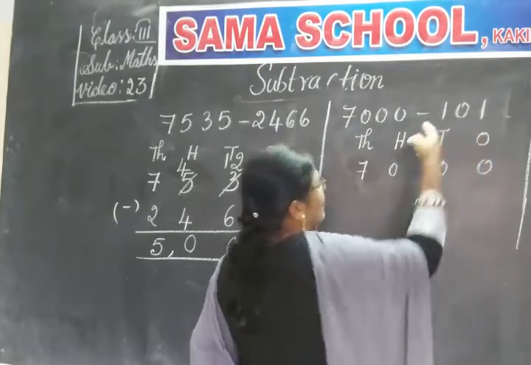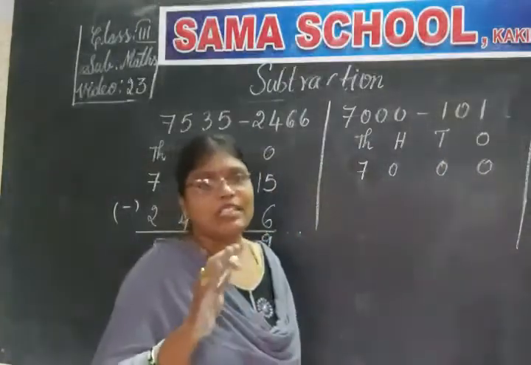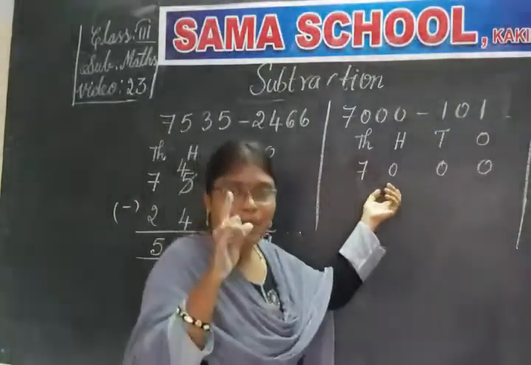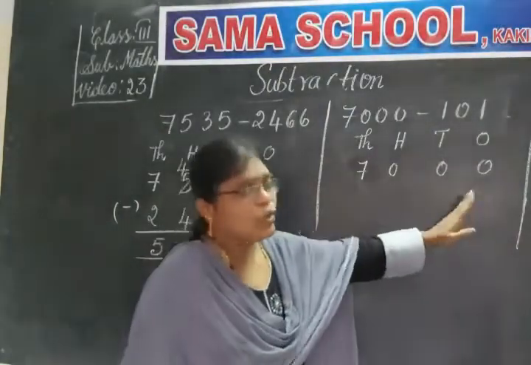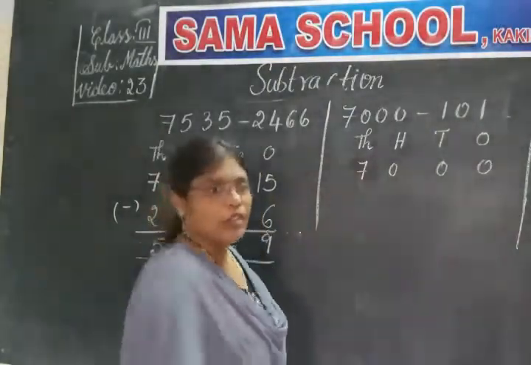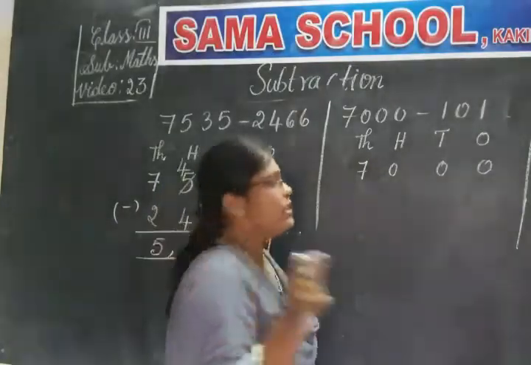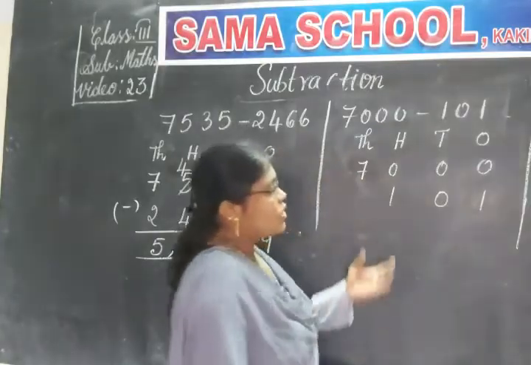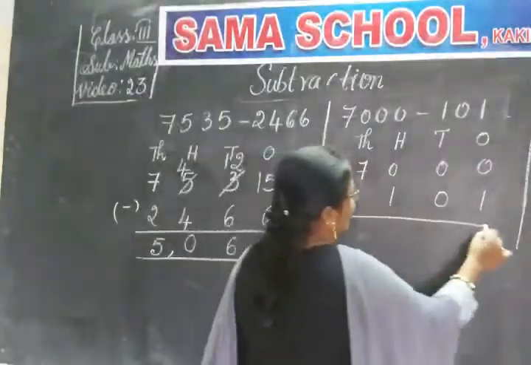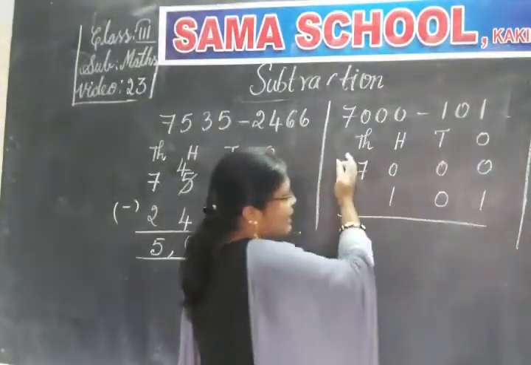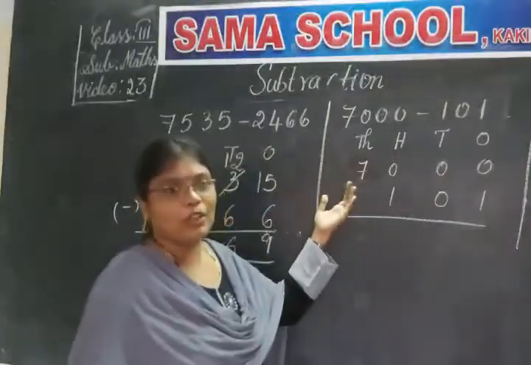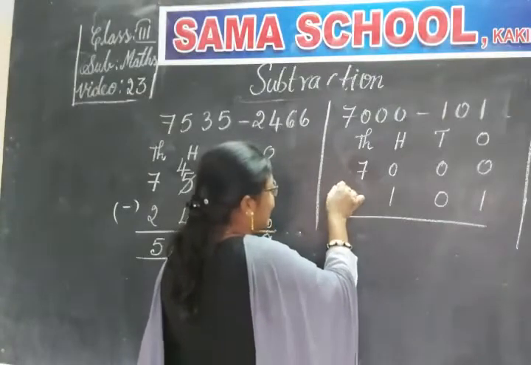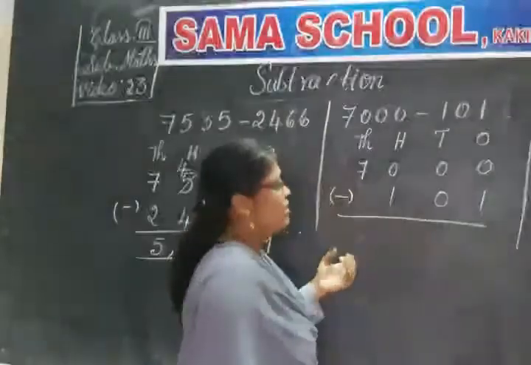And here we have only 3 digits. That is ones, tens and hundreds. So when you are writing, if you arrange from right to left, then it will be very easy. So 1, 0, 1. See children, here the right side is aligned, but on the left side there is nothing because it is only a 3 digit number. So come on, keep the subtraction sign, which is minus.